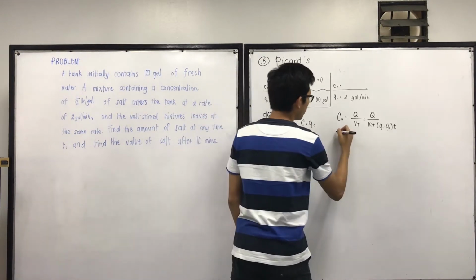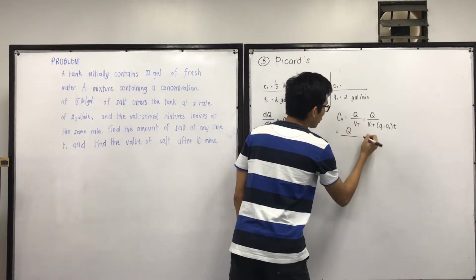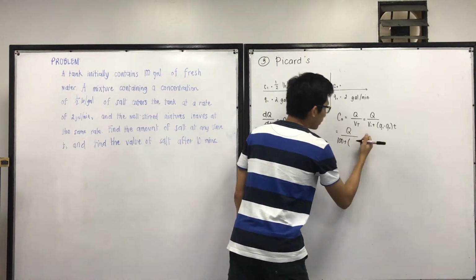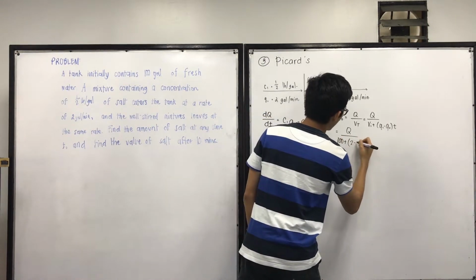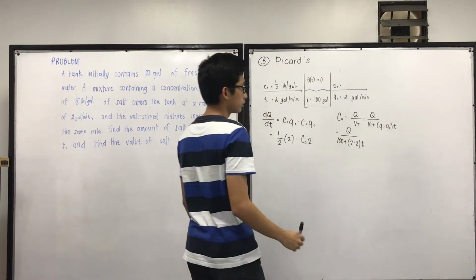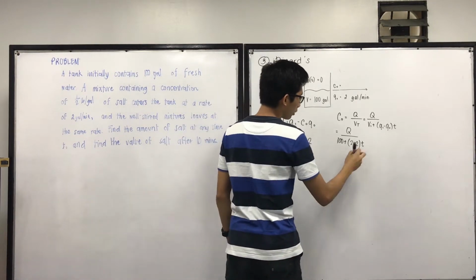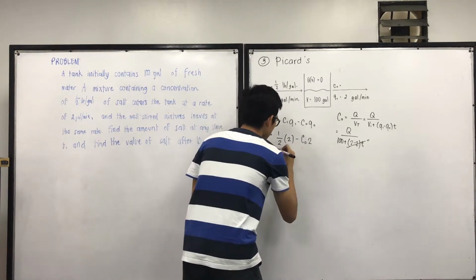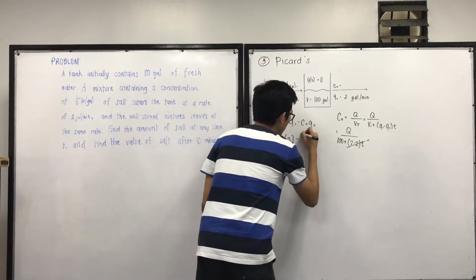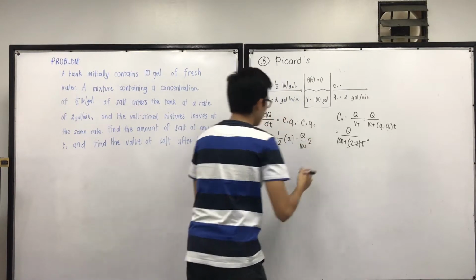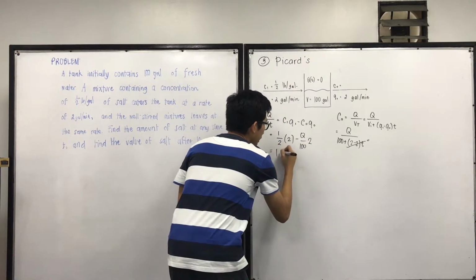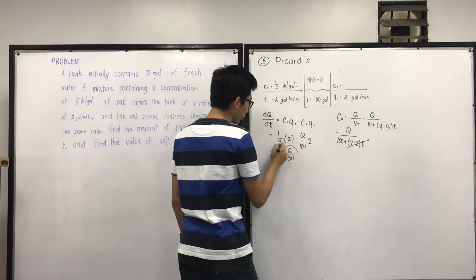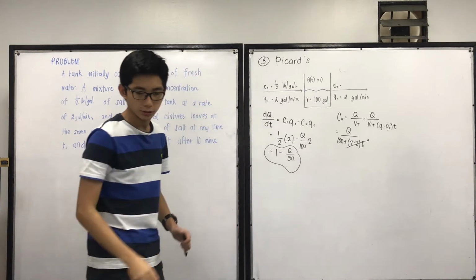To get the C0, we have Q over the initial volume, which is 100, plus 2 minus 2 times T. Since this is 0, we are just going to cancel this one. We have Q over 100. I'm just going to erase this one and change it by Q over 100. Simplifying, we will have 1 minus Q over 50. This equation is the one that we are going to use in the iteration method.